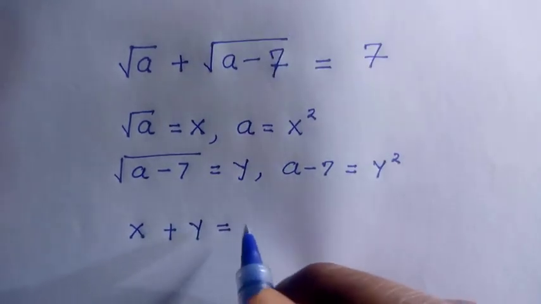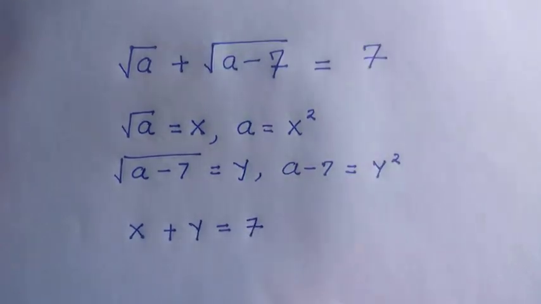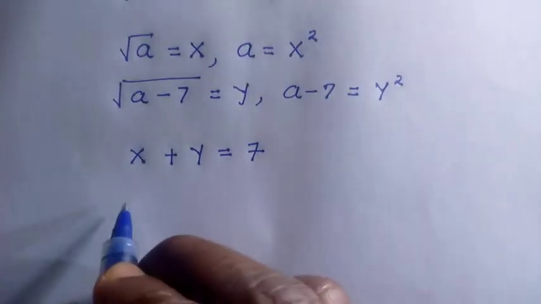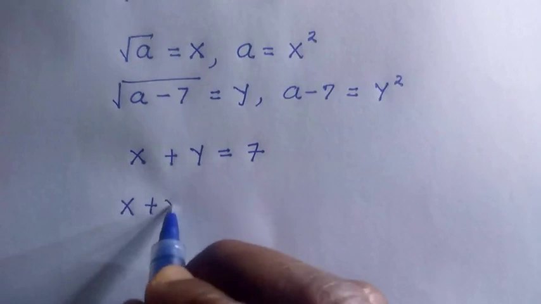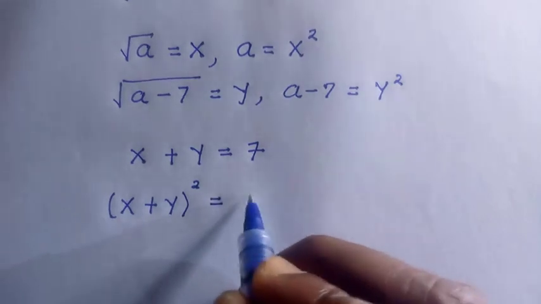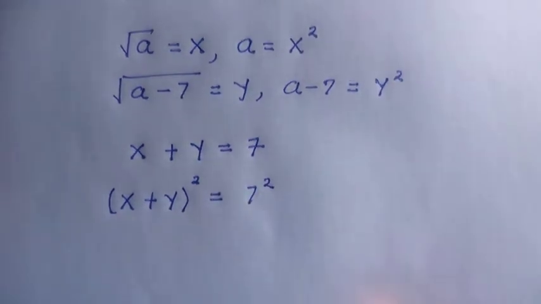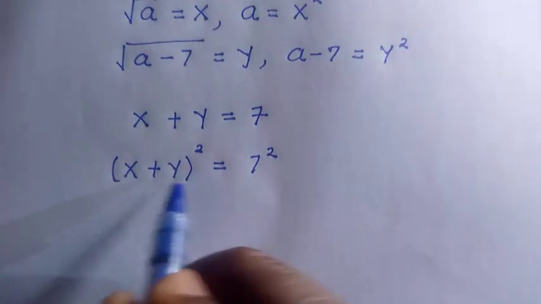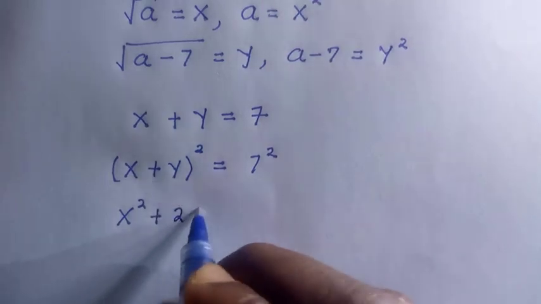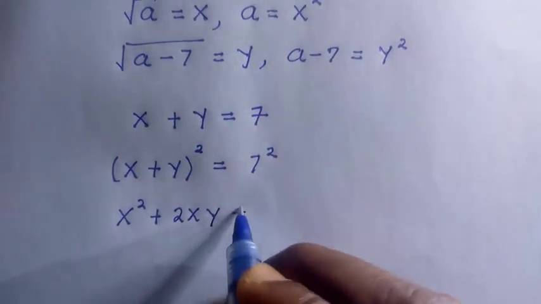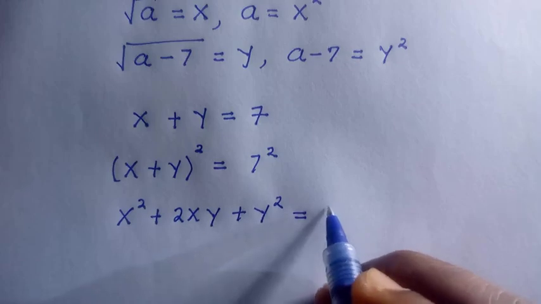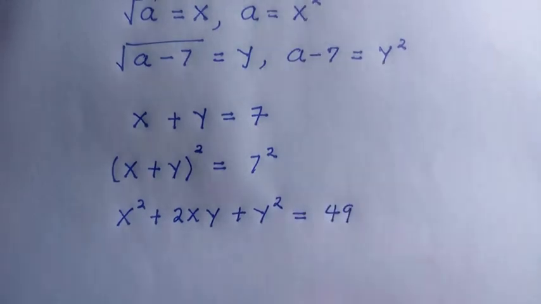Then everything equals 7. So let's take the square of both sides, as we have x plus y raised to the power of 2 equals 7 to the power of 2. The expansion of this gives us x squared plus 2xy plus y squared equals 49, since 7 squared is 49.